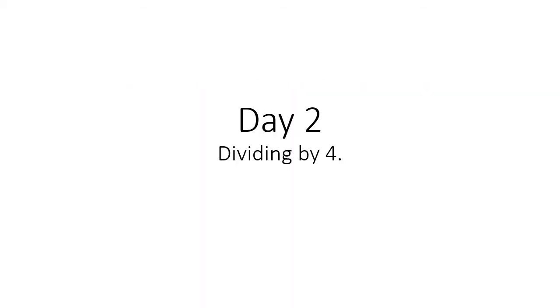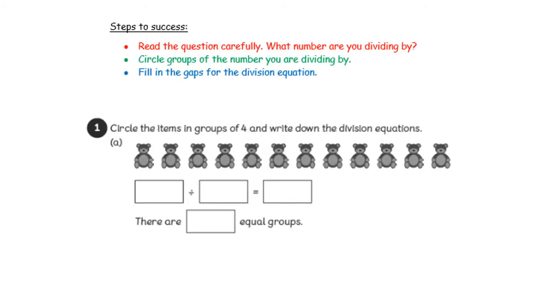So moving on to day 2, and today we're dividing by 4. So again, our steps to success say, read the question carefully. What number are you dividing by? Circle groups for the number you are dividing by and then fill in the gaps. So it says circle the items in groups of 4. That means we're dividing by 4. So let's see how many teddies we have all together first.